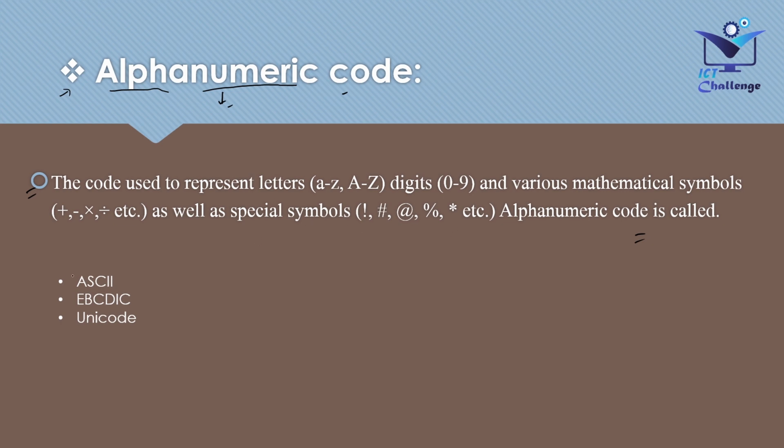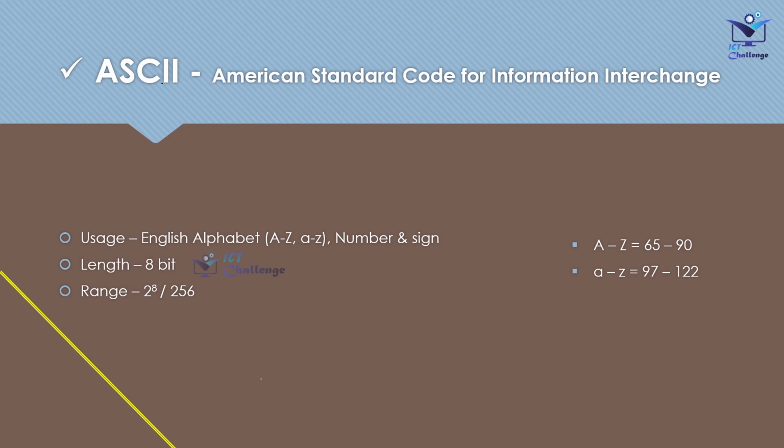So we have a lot of examples and classifications for alphanumeric code, but we have just 3 kinds of alphanumeric code in our textbook, so we have to write those 3 coding systems. One of them is ASCII code, another is EBCDIC, and Unicode. All of them are alphanumeric codes. Okay, so here we learn ASCII code.